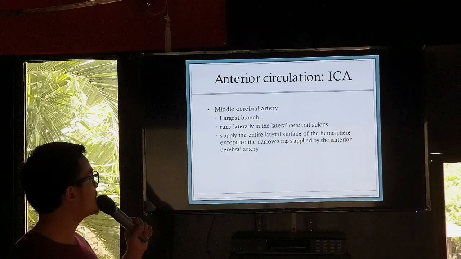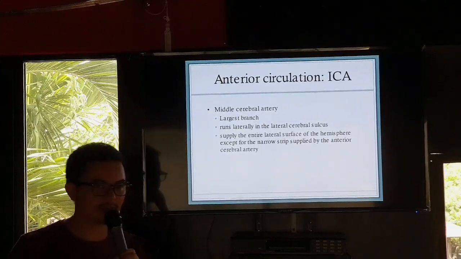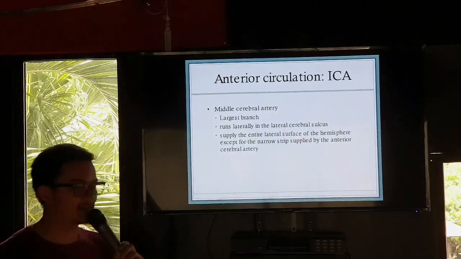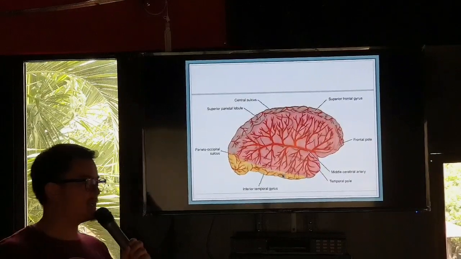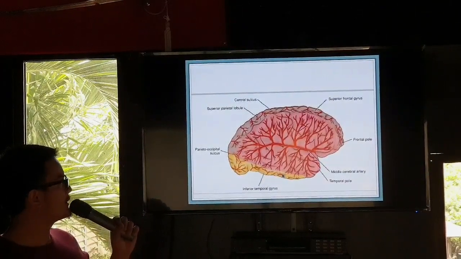Okay? Then you have the middle cerebral artery, the largest branch of the internal carotid artery.